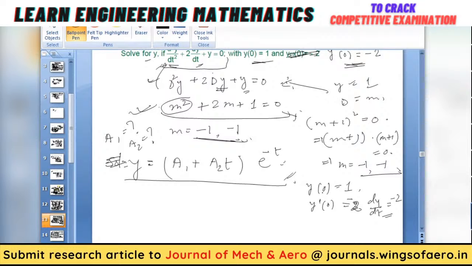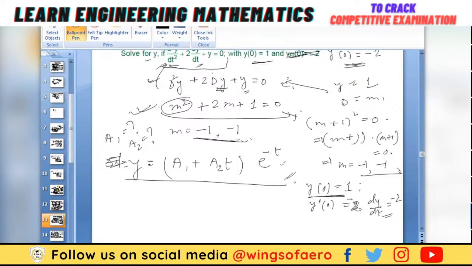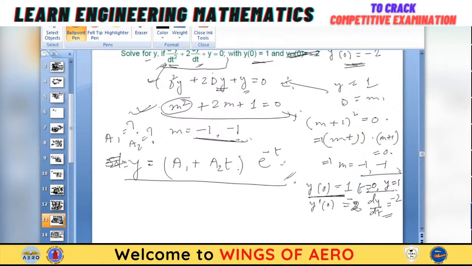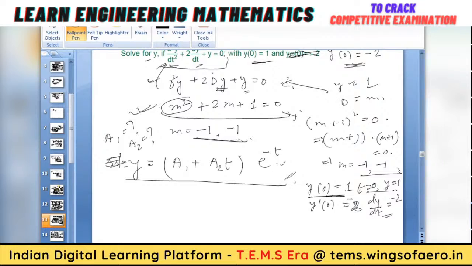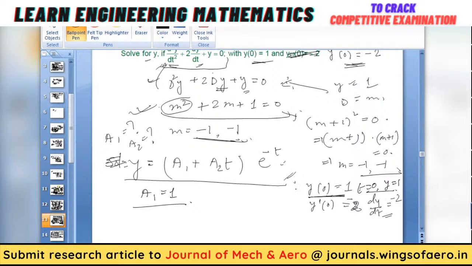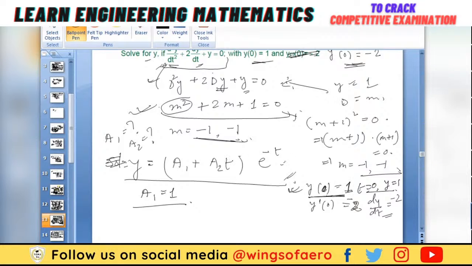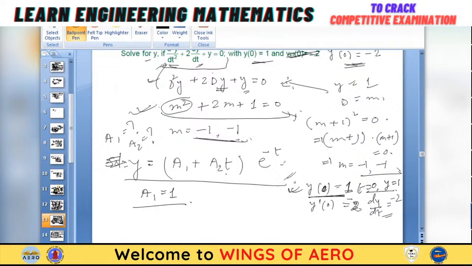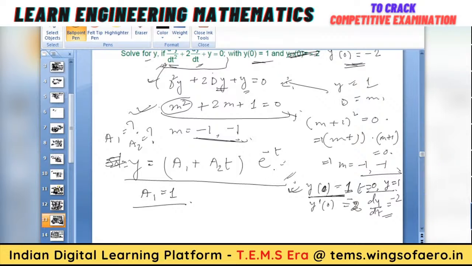Okay, let's put the value here. First, we are finding it at t equal to 0, y equal to 1. So put here t equal to 0, y equal to 1. T equal to 0 means e to the power minus t becomes 1, and here only a1 is left. Yes, a1 is 1, because if I put the first condition, when t equal to 0, y equal to 1, the a2 term becomes 0, there will be no a2 term. And e to the power minus t means e to the power 0, it is 1, and y equal to 1. So a1 equal to 1.